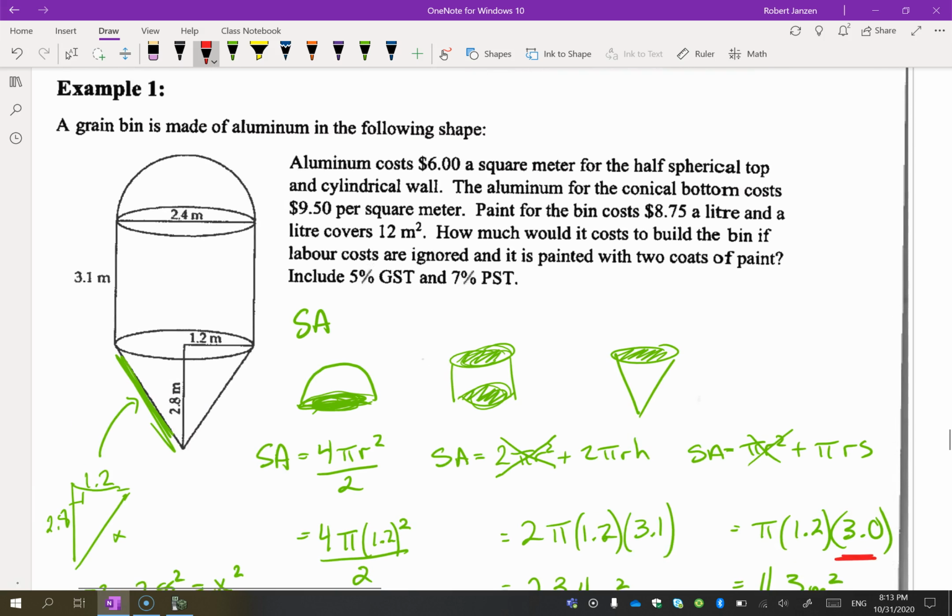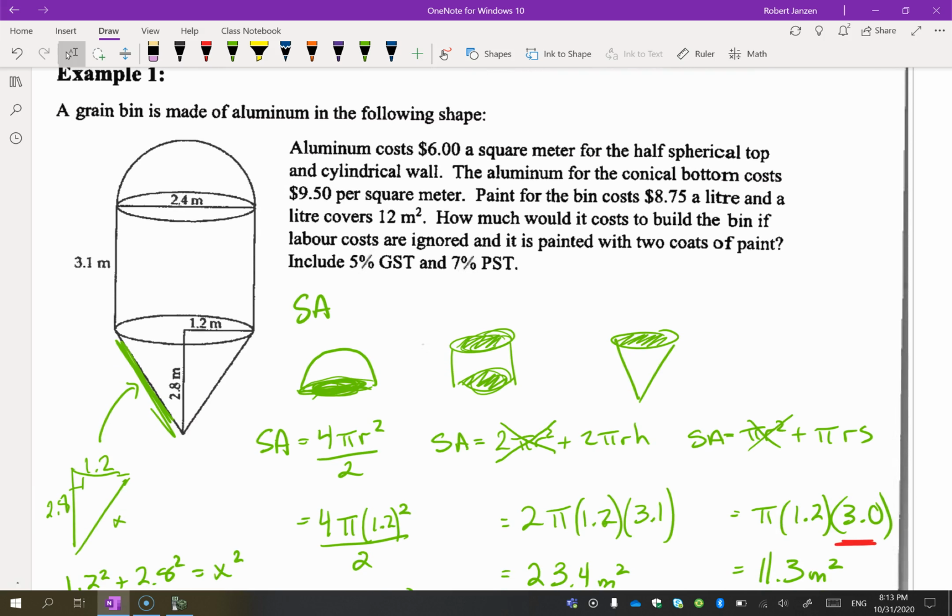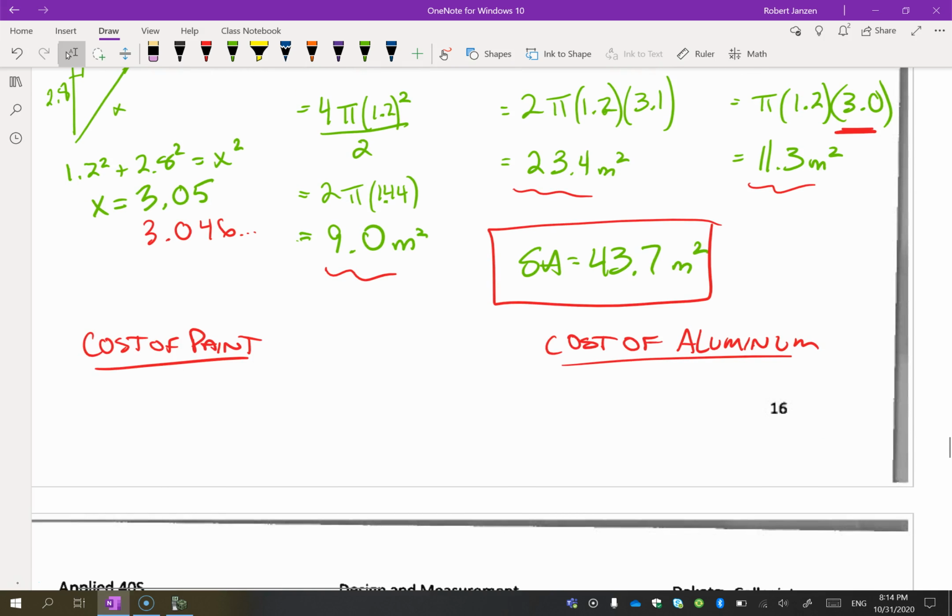Okay, so let's read a little closer. Let's do the paint first. Paint for the bin costs $8.75 a liter and covers 12 meters squared. So we have 43.7 meters squared. If we divide that by 12, because 1 gallon covers 12, then we get 3 point something.